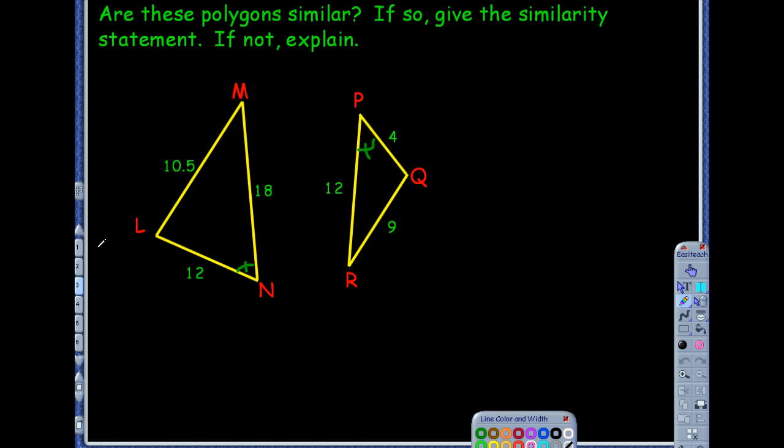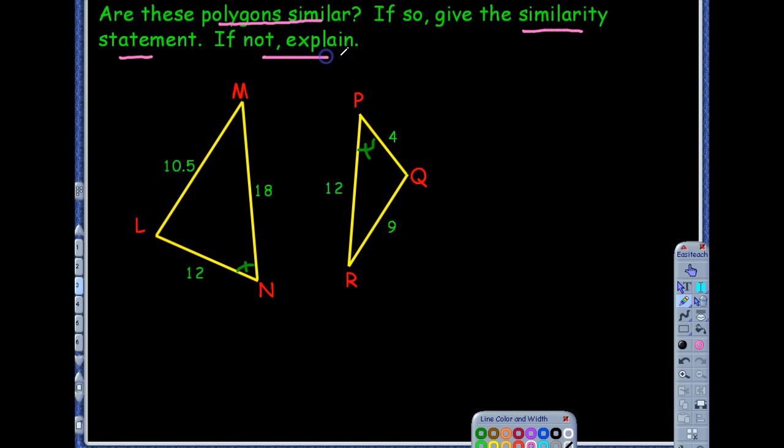All right, so what we're going to do is apply this idea, what we know about similar polygons, and actually decide if we have some. Keep in mind, if polygons are similar, you have to have corresponding sides that are proportional and corresponding angles that are congruent. So the first thing they say: are these similar? And they say, if so, give the similarity statement.